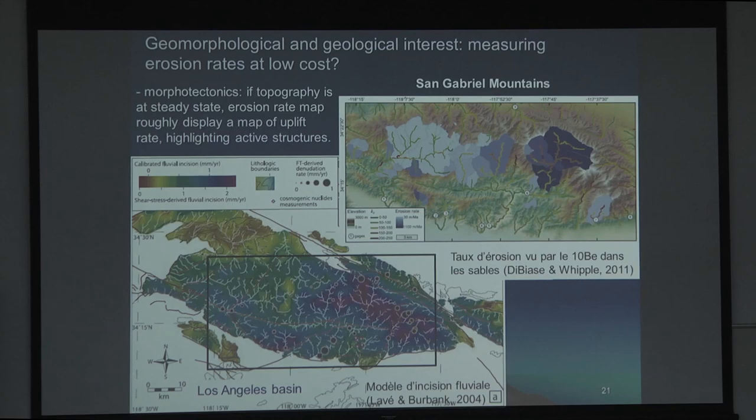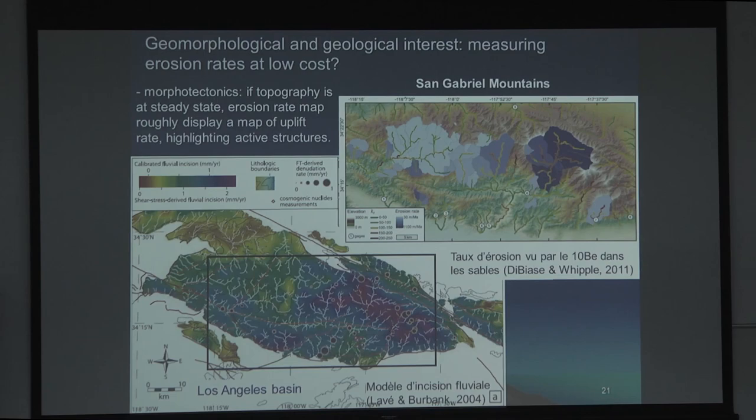You have used these two terms in your sentence. First you said dynamic equilibrium topography, then you said steady state topography. Are they the same? Yes, it is the same. Topography at equilibrium or at steady state means the same.